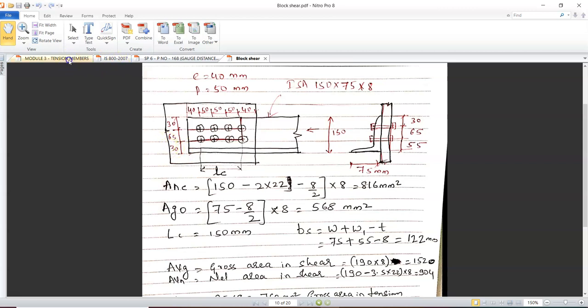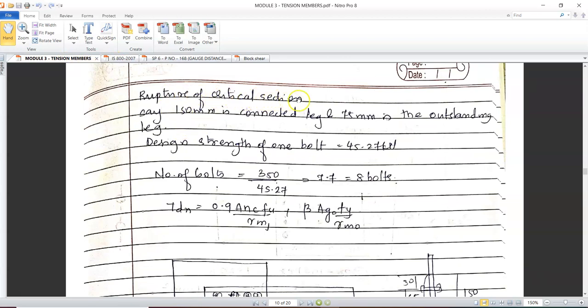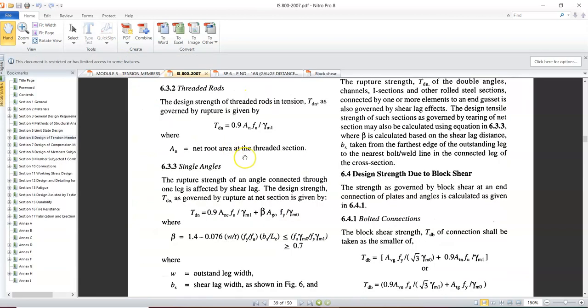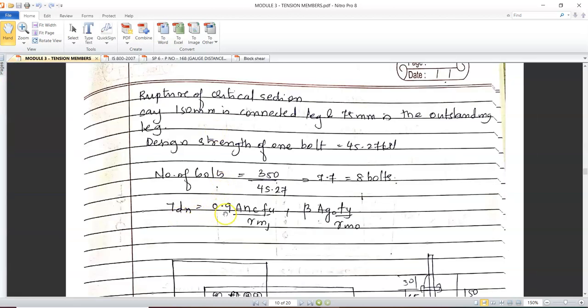Now coming back to the calculation, that is the design strength due to rupture of critical section, for which we have already written down the formula as per 6.3.3. The same formula is copied in your book also. That is Tdn = 0.9 Anc Fu / gamma m1 + beta Ag0 Fy / gamma m0. Now going one by one through the calculation.